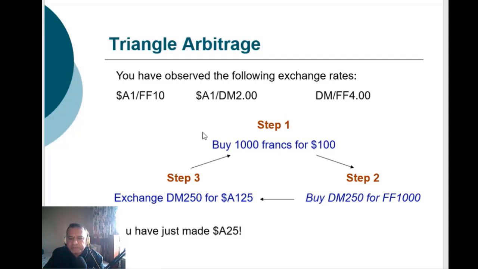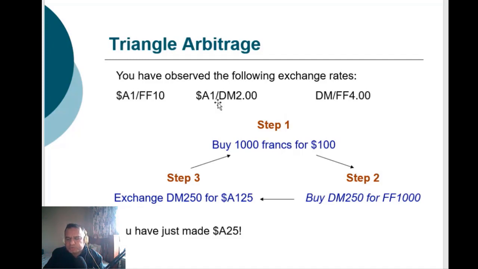And then you're converting this French franc to Deutsche Mark, so you'll get 1000 francs equivalent to 250 Deutsche Mark because the exchange rate is 4. You can see it in here. So you get 250 Deutsche Mark, and from 250 Deutsche Mark you're converting it to Australian dollar. So 250 Deutsche Mark is equivalent of 125 Australian dollar.